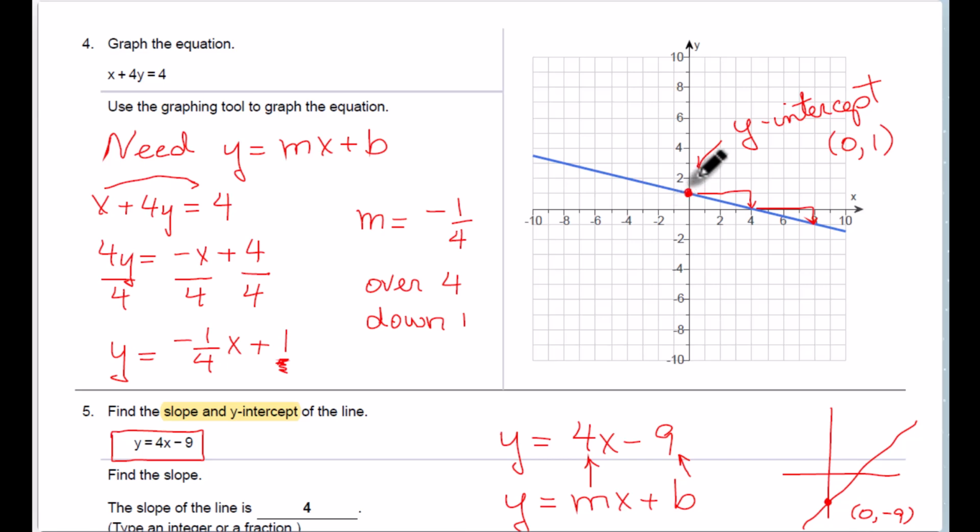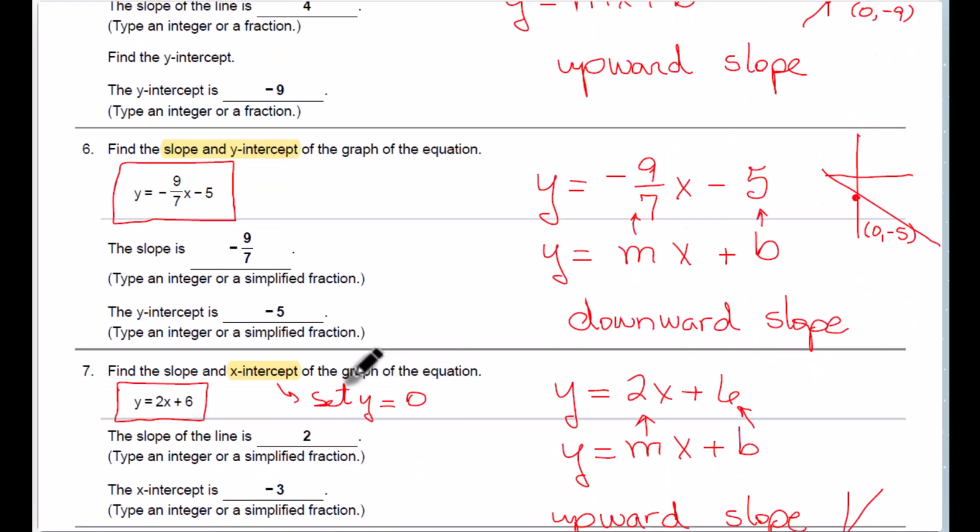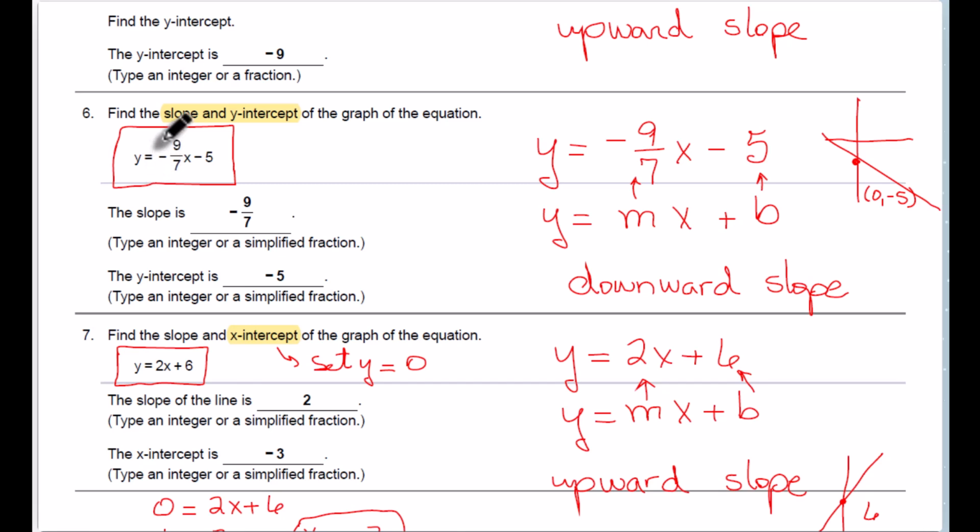What about this y equals 4x minus 9? All right, so it's going up. That's my slope. b is minus 9, so the y-intercept is at minus 9. In question 6, let's see, I've got a minus 9/7. So that's a negative slope, so it's going down. I would see that it's got a run of 7 and going down by 9. But it's crossing here at negative 5.